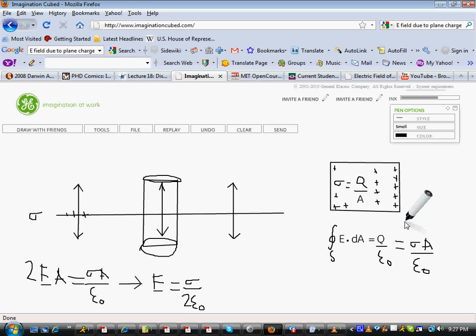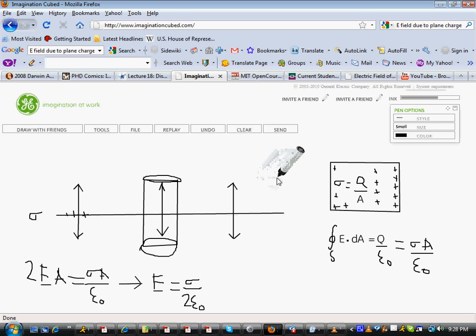It says that the closed loop integral of E dot dA is equal to the charge enclosed divided by epsilon 0. And in this case, the charge we're enclosing is sigma times A, where A is the area of our Gaussian surface. So if this is a cylinder, then the area we're talking about is the surface area of a cylinder.